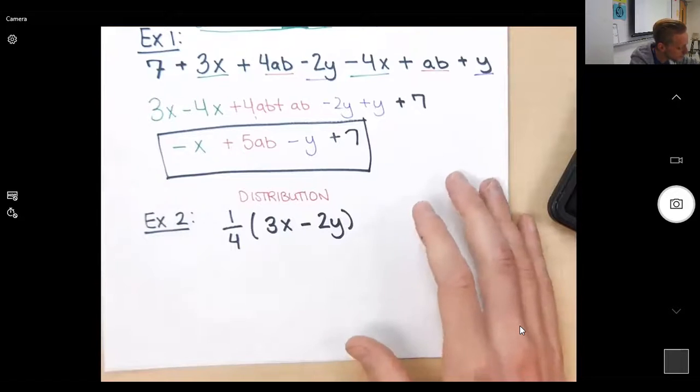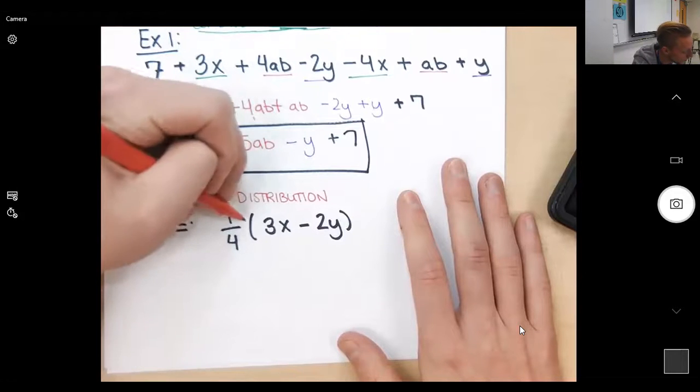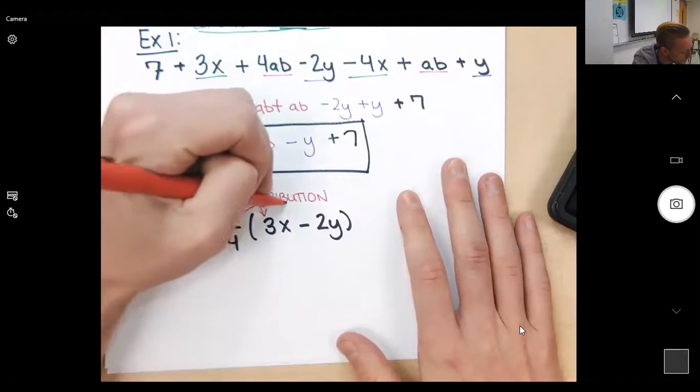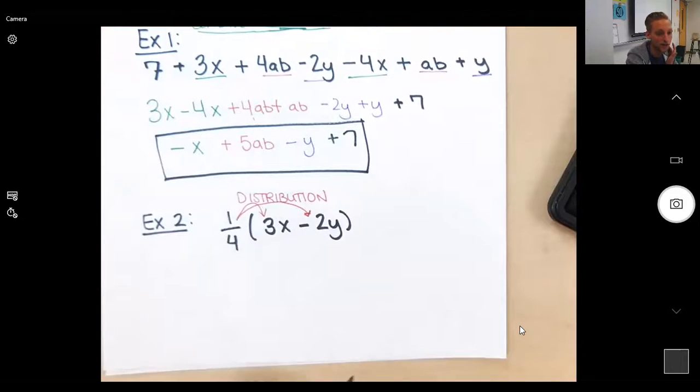Distribution is just a way to say multiplication. All we're going to do is take this number that's on the outside here, this 1/4. We're going to multiply it to each part. And then if we need to, we'll combine like terms, which we won't on example 2, but on example 3, when we mix them, we'll have to on that one.